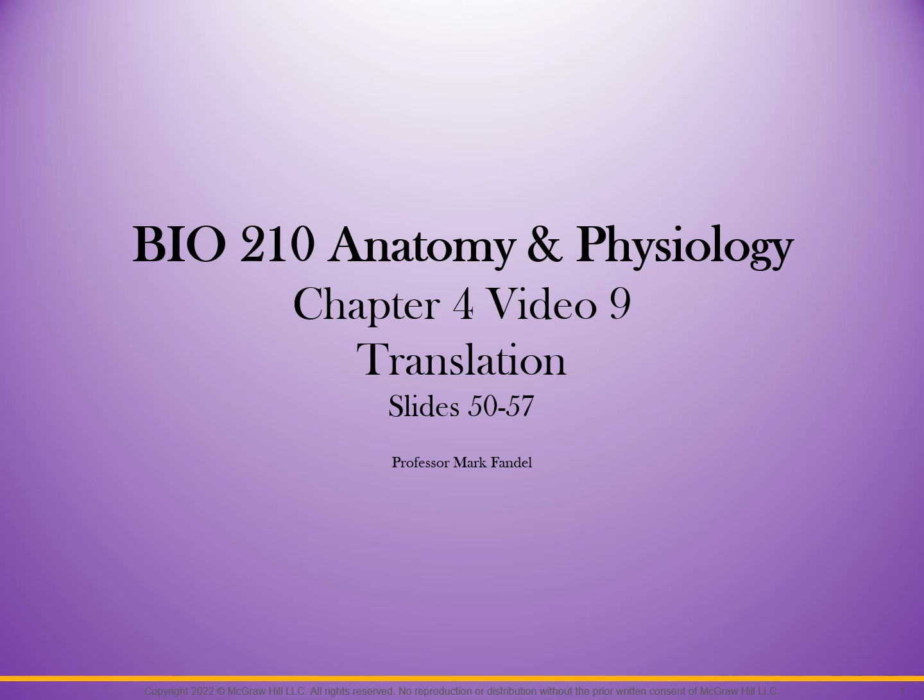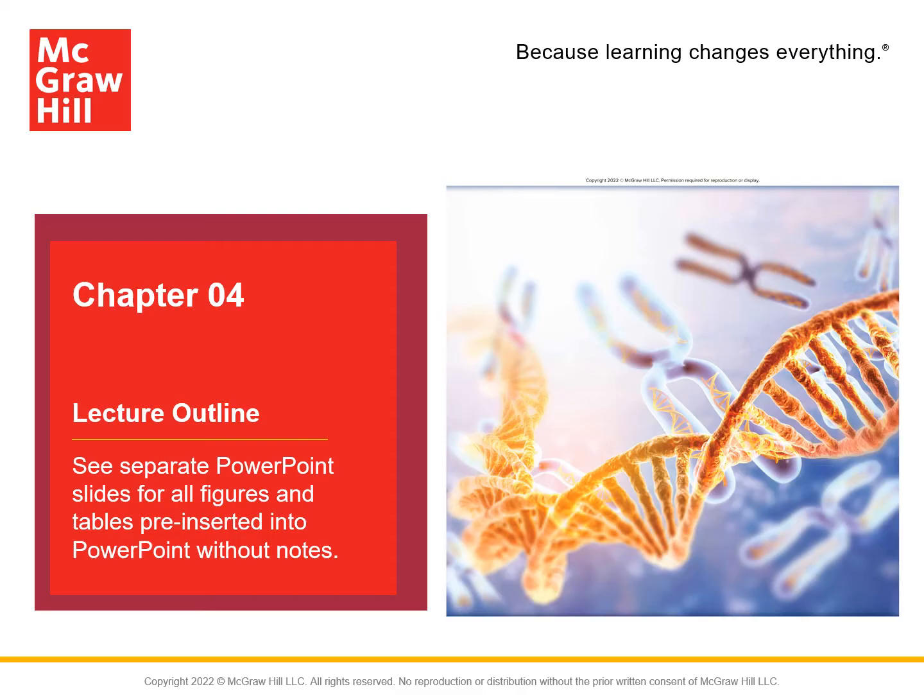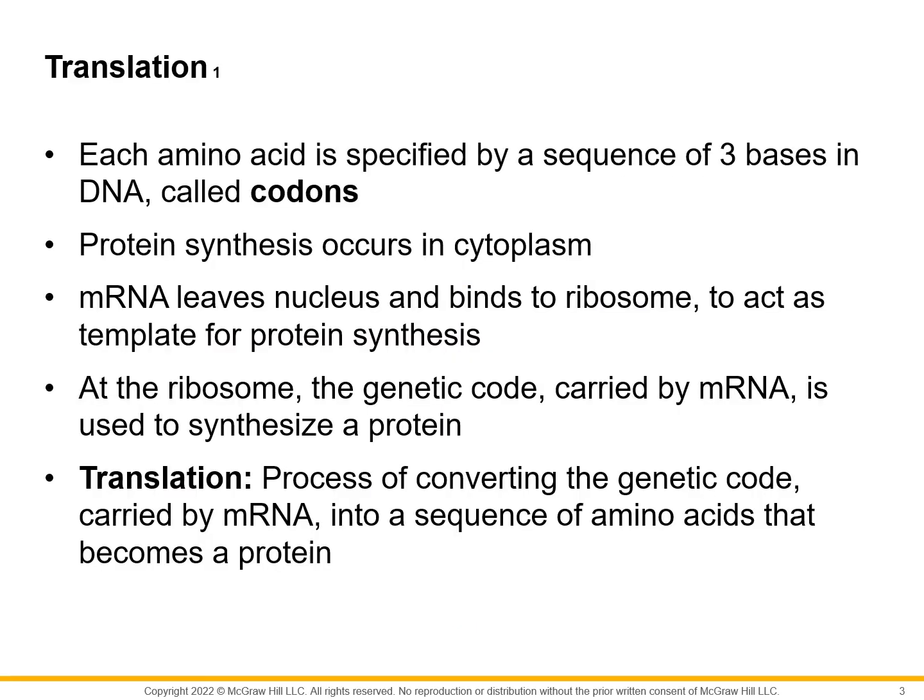All right, in this video, video 9 of chapter 4, we're going to look at translation, how we're taking this messenger RNA copy of the gene that we have and translating it into a useful set of information that we call a polypeptide, which will turn into a protein. Again, chapter 4, this is toward the end, we're looking at translation.